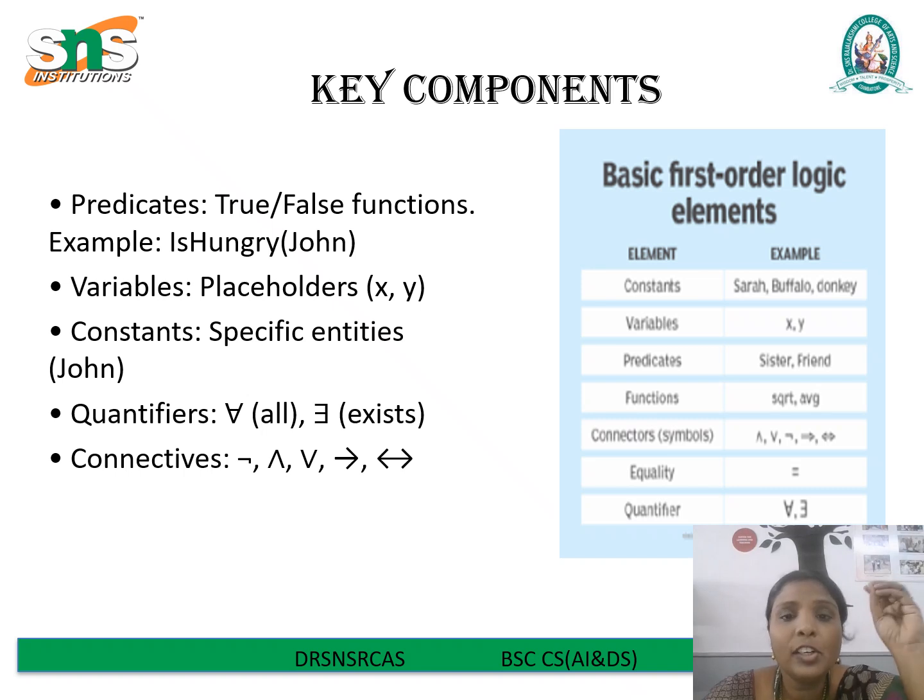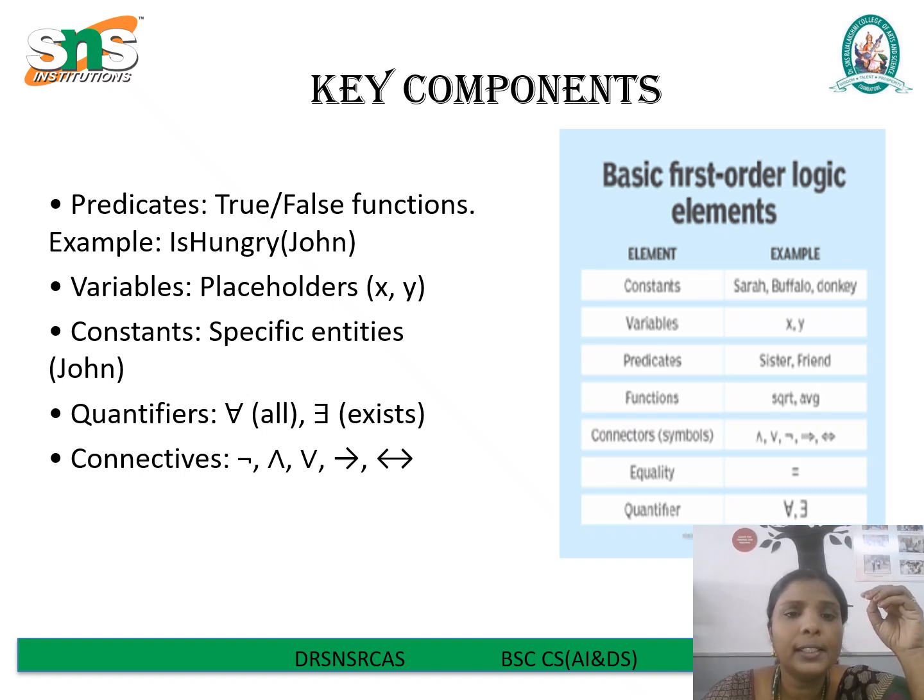Now let's look at the key components of predicate logic. Predicates. These are like functions that return true or false. An example is hungry(John). This tells us whether the statement John is hungry is true or false. So predicates describe properties of objects or relationships between objects. For example, John loves Mary. Here, loves is the predicate, and John and Mary are the objects.